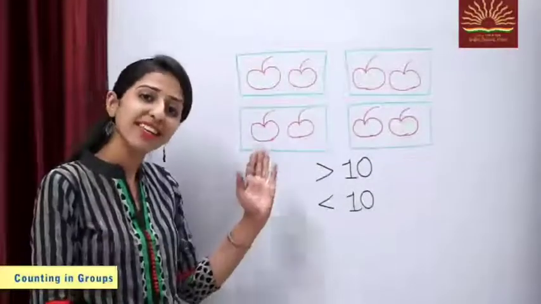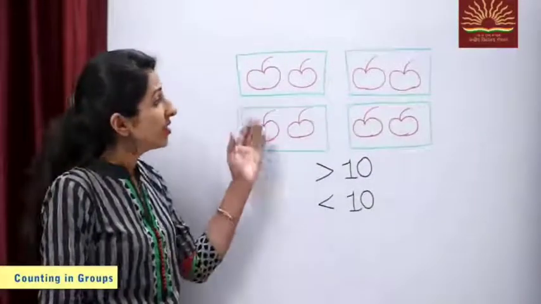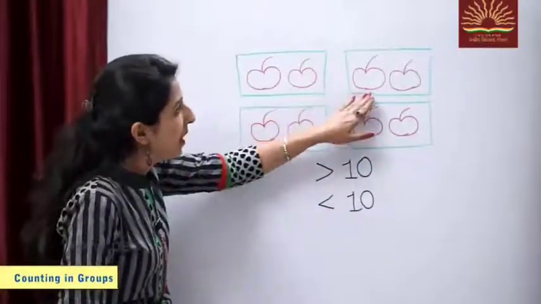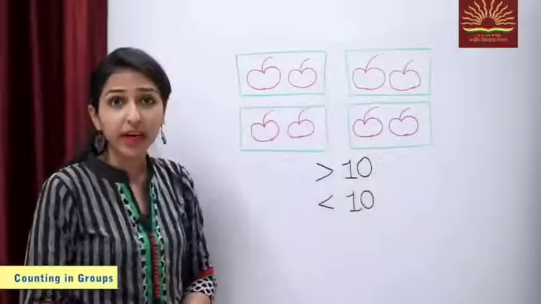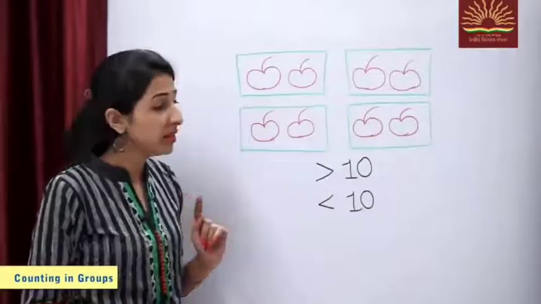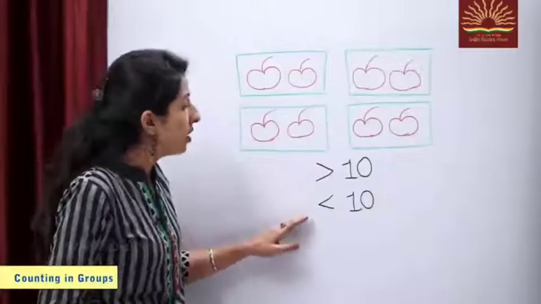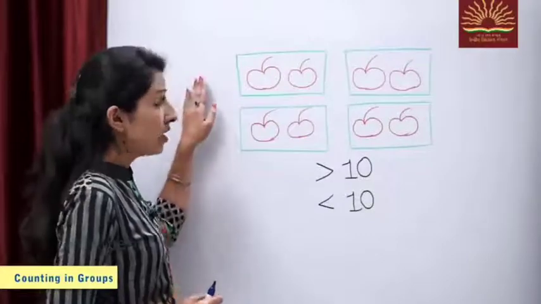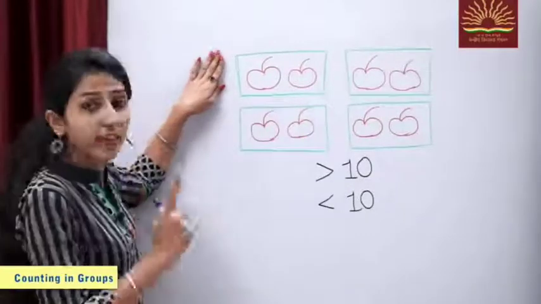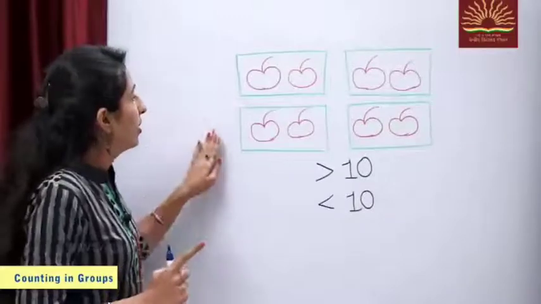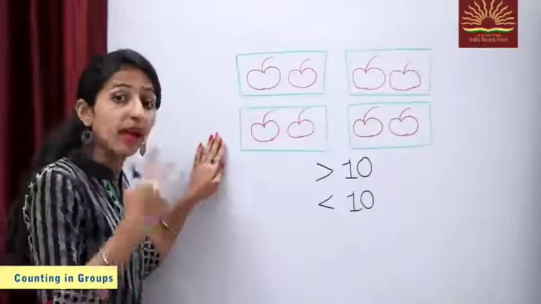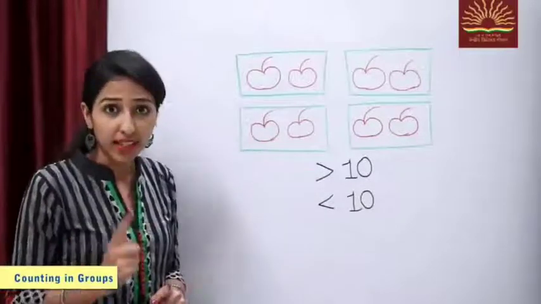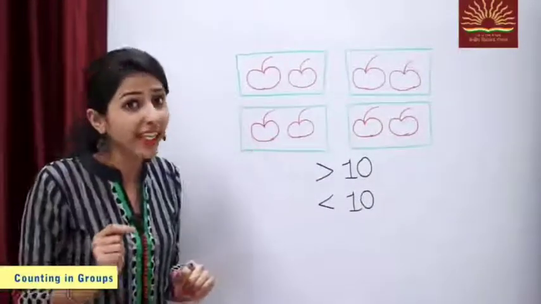Now let us solve this example. There are some apples on the board. These apples are arranged in pairs. Let us find out whether total number of apples is more than 10 or less than 10. Let's count. There are 2 pairs in the first row. There are 2 pairs in the second row. So there are total 4 pairs consisting 2 apples in each pair.